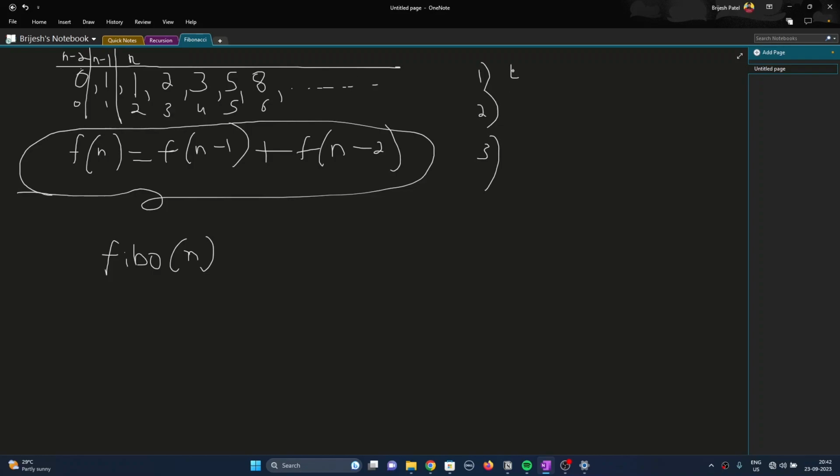Okay. From our previous video, we know that there are three basic conditions in a recursive function. The first condition is the exit condition. The second is the recursive call. And the third is the calculation. Here, what would be the exit condition?